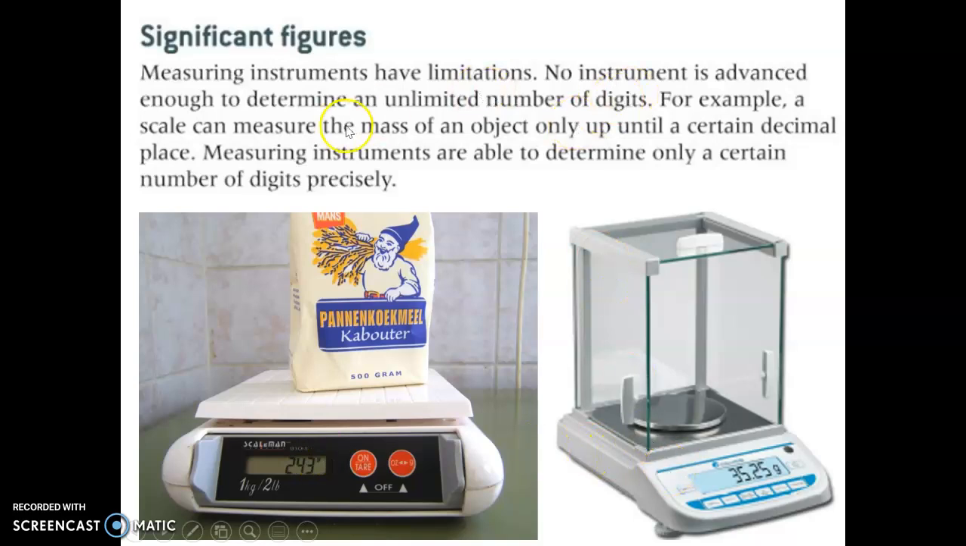No instrument is advanced enough to determine an unlimited number of digits. For example, a scale can measure the mass of an object up until a certain decimal place. Again, we can see that here. Measuring instruments are able to determine only a certain number of digits precisely. So this is kind of where significant figures come from in a way. We have a tool that measures, and we can only measure to a certain degree of precision, and that tells us how many significant figures we can get.